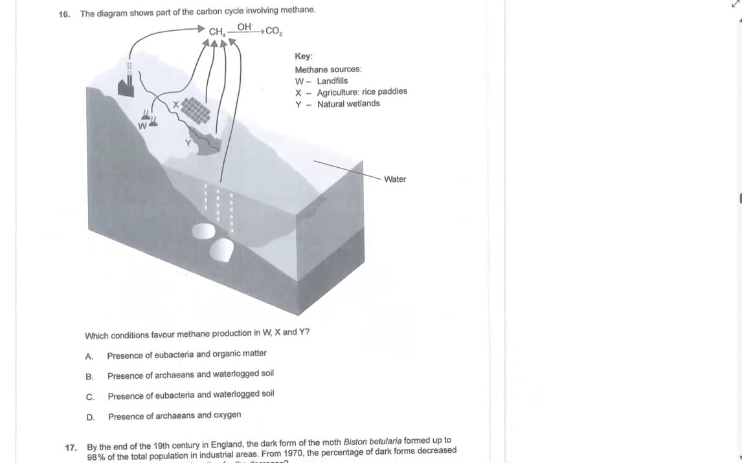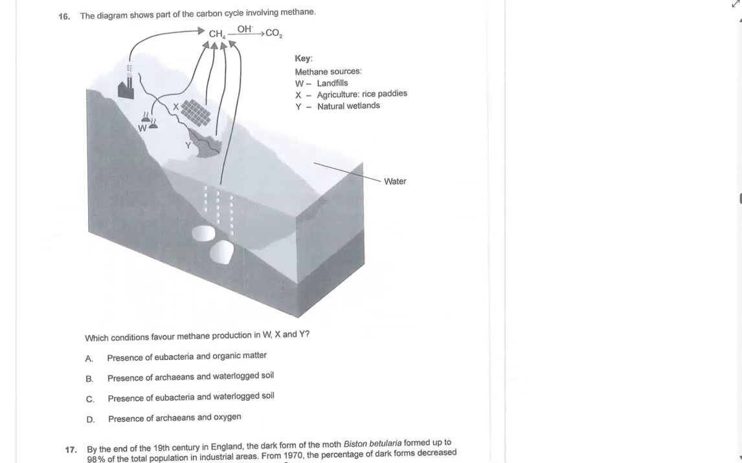Okay, so then you've got your carbon cycle here, and so which conditions favour methane production in W, X, and Y? So you've got to have the presence of archaeans because they're the methanogenic bacteria. It's got to be anoxic, anaerobic, so that's waterlogged soil. So that is B.